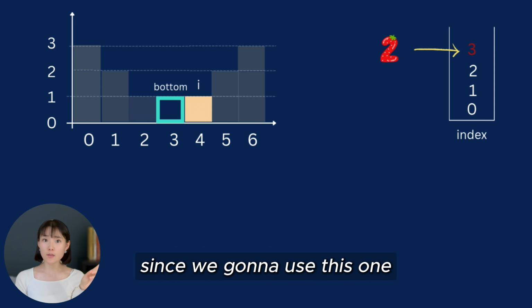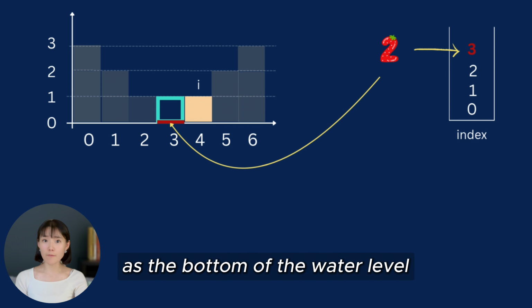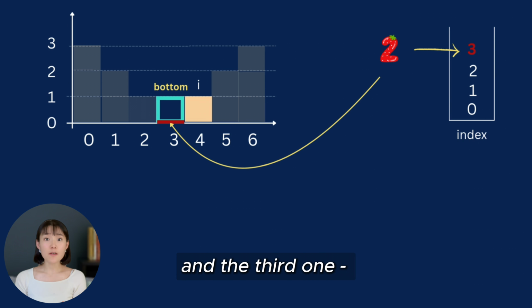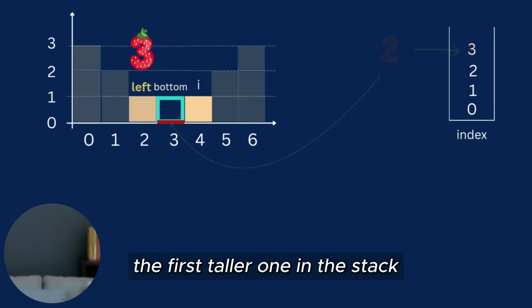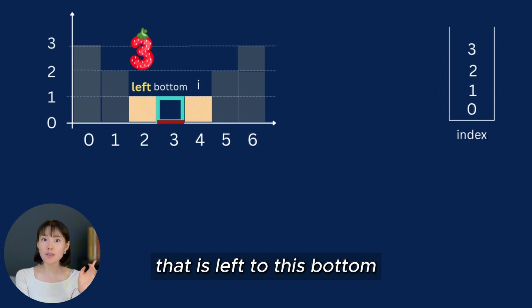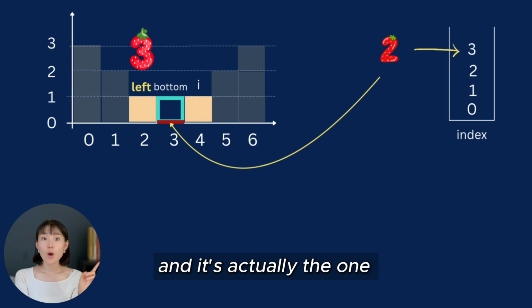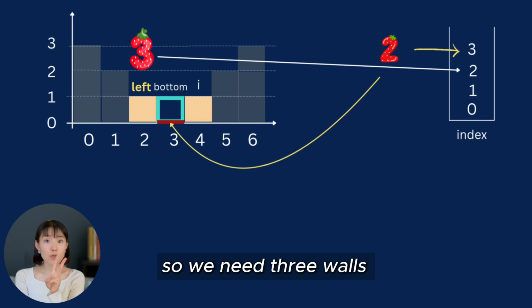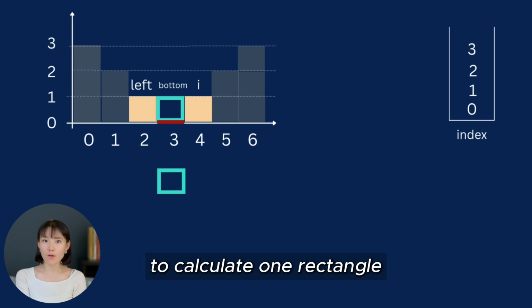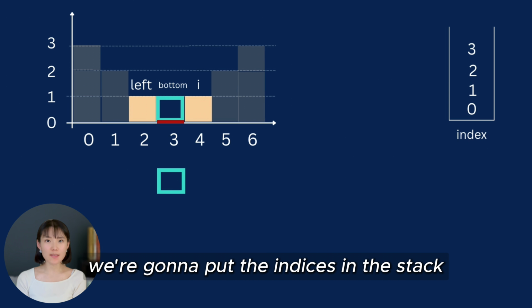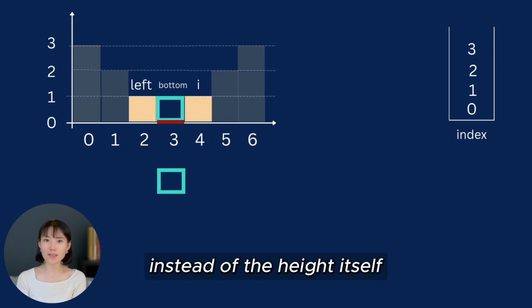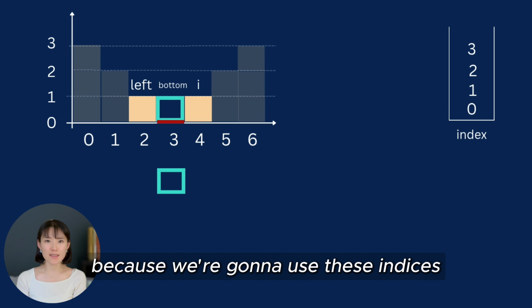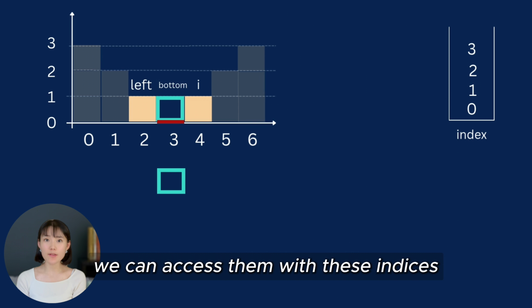Since we're gonna use this one as the bottom of the water level, we call it bottom. And the third one, the first taller one in the stack, that is left to this bottom. So we call it left. And it's actually the one right below the bottom in the stack. So we need 3 walls to calculate one rectangle. And note, we're gonna put the indices in the stack instead of the height itself, because we're gonna use these indices. And height we can access with these indices.